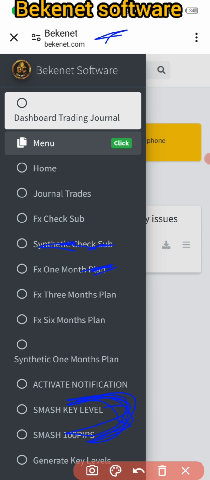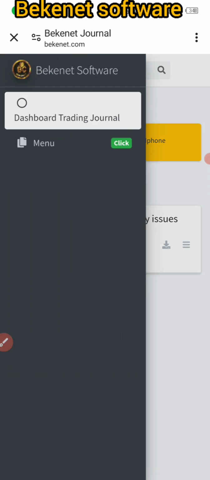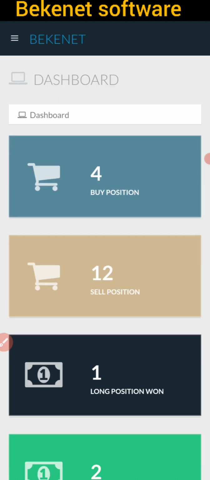So for now, I'm going to navigate back to the Android aspect so that I'll be able to do what I want to do. You understand? Let me navigate back to the Android aspect so that I'll be able to do what I want to do, then show you how it works.